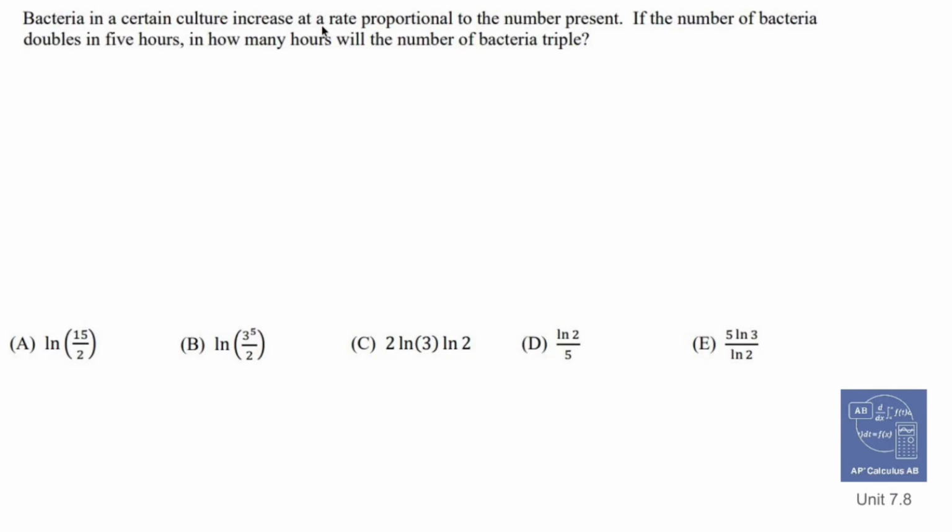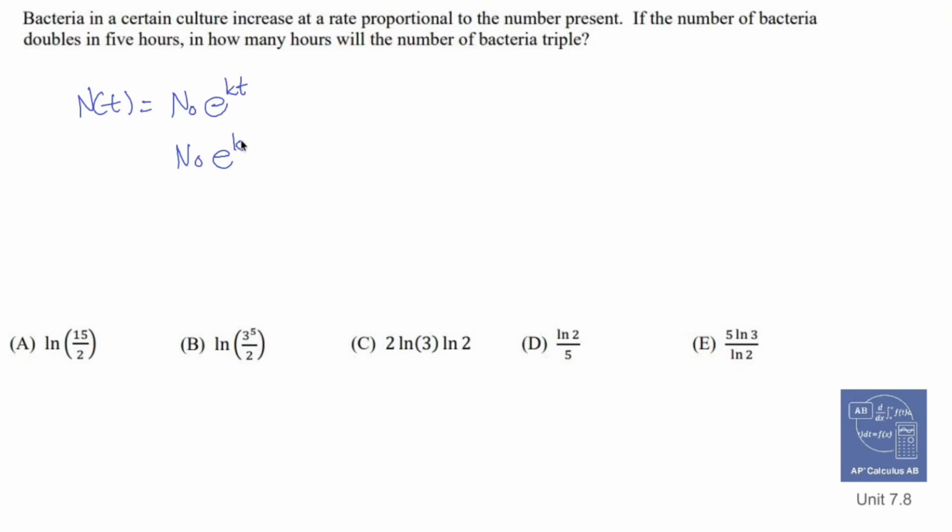Bacteria in a certain culture increase at a rate proportional to the number present. If the number of bacteria doubles in 5 hours, in how many hours will the number of bacteria triple? Well, we're dealing with exponential stuff. So here is a nice exponential equation. We'll do N for number. That's going to equal the initial value times e to the kt. Now, I don't know the initial value. No clue. So I'm going to leave it like that.